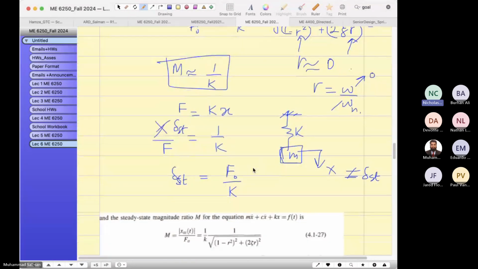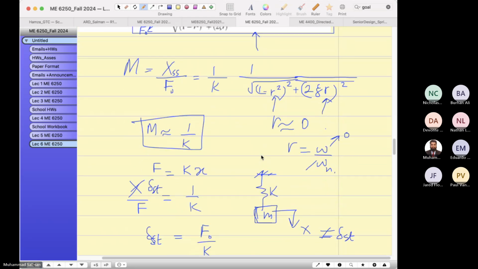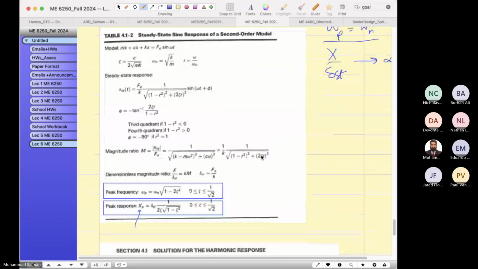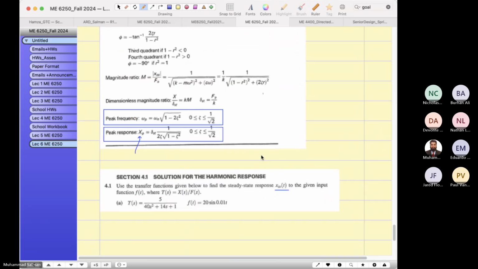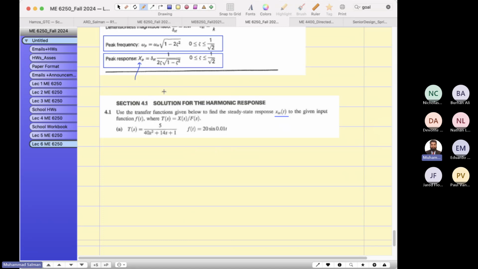Okay, let's use this formula. I want to replace this s by iota omega, the transfer function. So let us see.